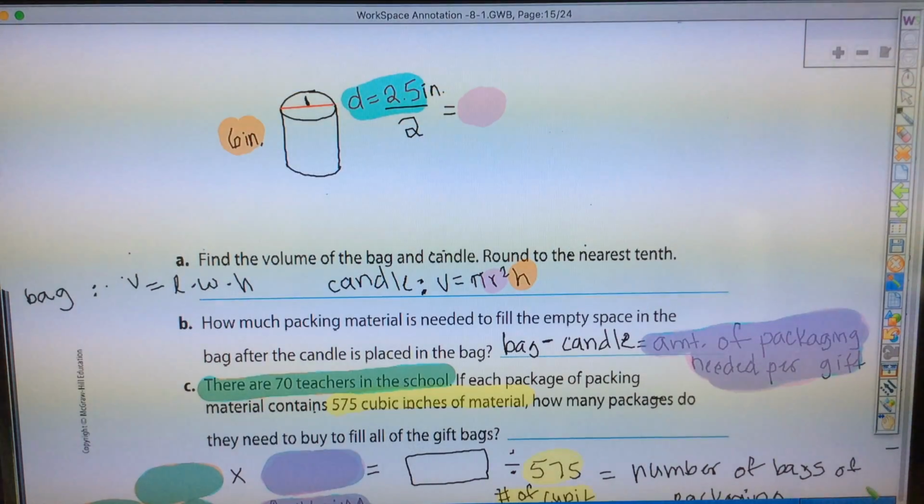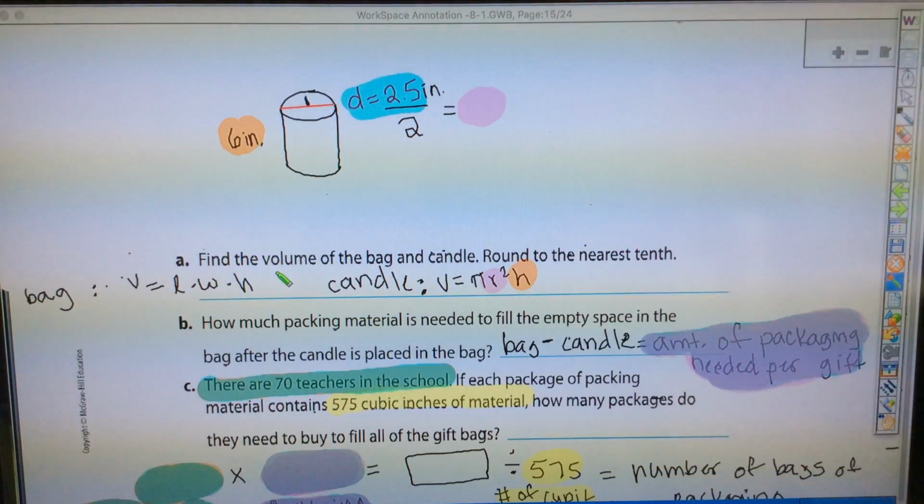Okay, 5, there's kind of a lot going on here. For A, they want you to just give the volume of the gift bag, which is a rectangular prism, and the volume of the candle, where the height is 6 inches and the diameter is 2.5 inches, so go ahead and cut that in half to get the radius.